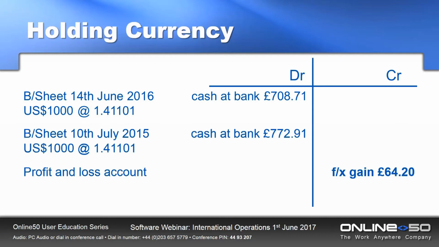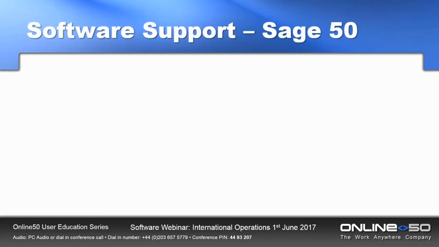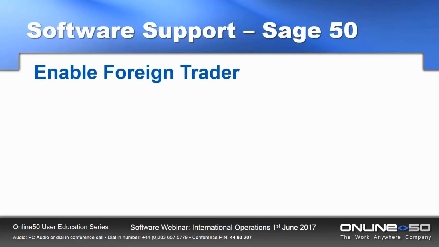So let's take a moment to consider what support there is for handling currencies in both Sage 50 accounts and SAP Business One. Sage 50 accounts has some support for currencies if the foreign trader option is enabled. With this option turned on, you can select a customer or supplier account to be in a particular foreign currency. This will then mean that transactions posted against that account will be taken as being in that currency. Each time a transaction is entered, you'll be prompted for a rate to convert the currency to your local currency, and you can choose to have that rate saved.